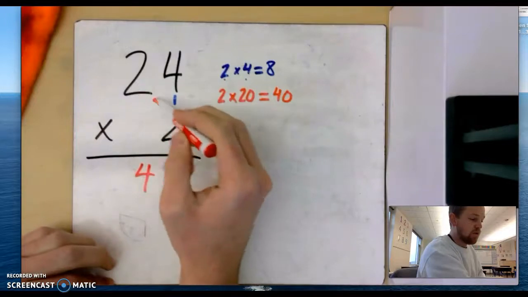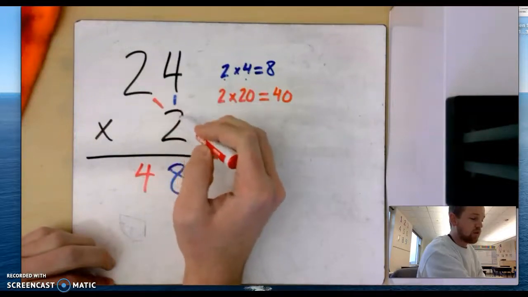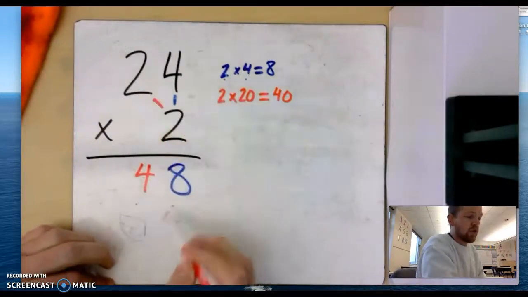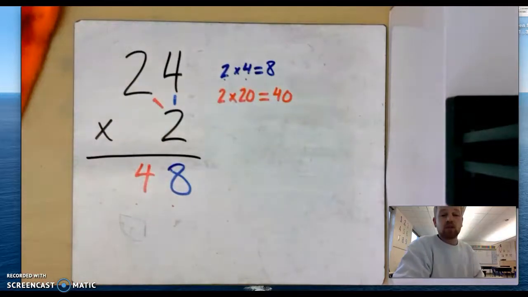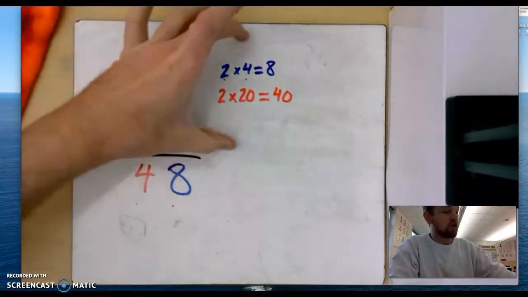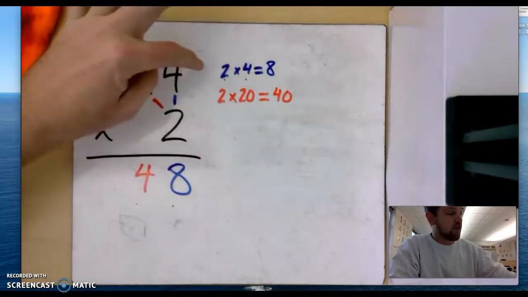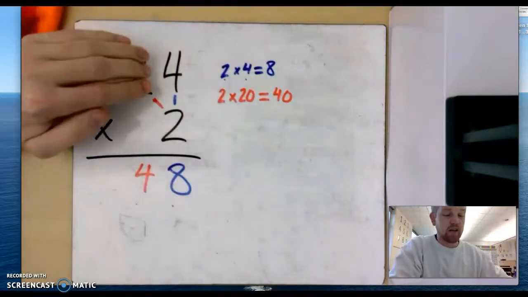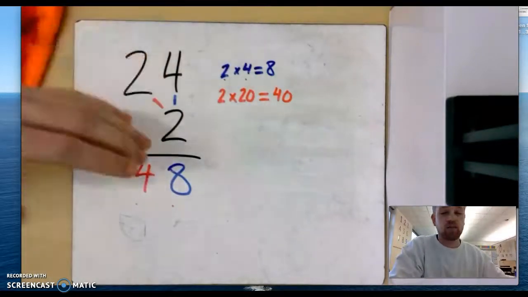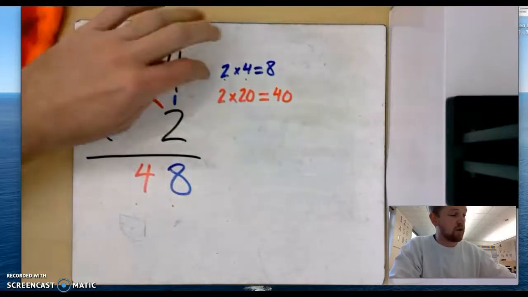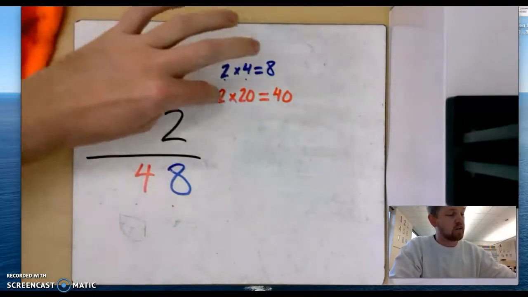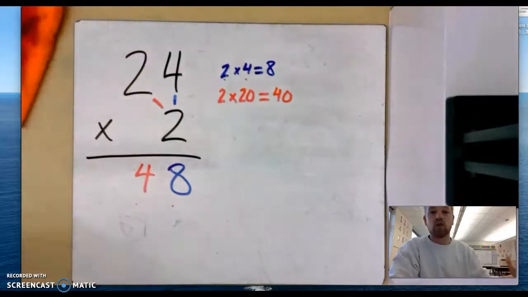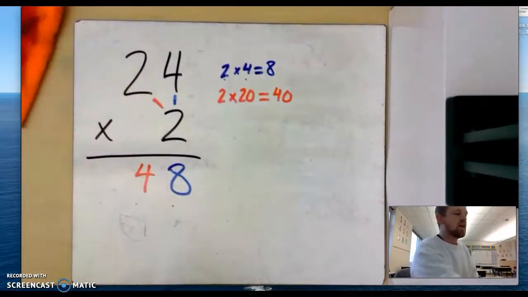Okay? Now you'll notice that I've completed my 24 times 2. I've multiplied both, the 2 times 4 and the 2 times 2, and I ended up with 48. And I was able to actually check this. If you look over here, this is my partial products. Breaking this number down into its expanded form of 20 and 4, 2 times 4 is 8, and 2 times 20 is 40. So that was a check right there. If I added these together, I'd end up with the same number.